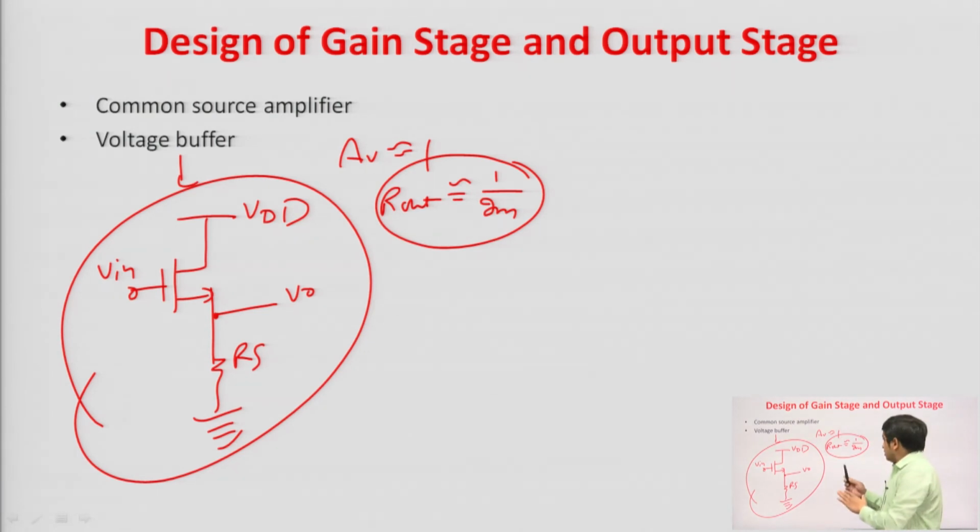To make it minimum, we accordingly select the value of R s and the transconductance of this transistor M 1. So, this is the voltage buffer circuit that we in general connect at the output of the operational amplifier to handle the loading effect, to avoid the signal loss.